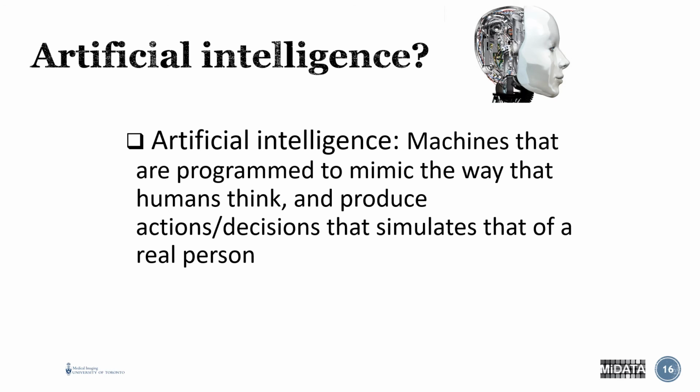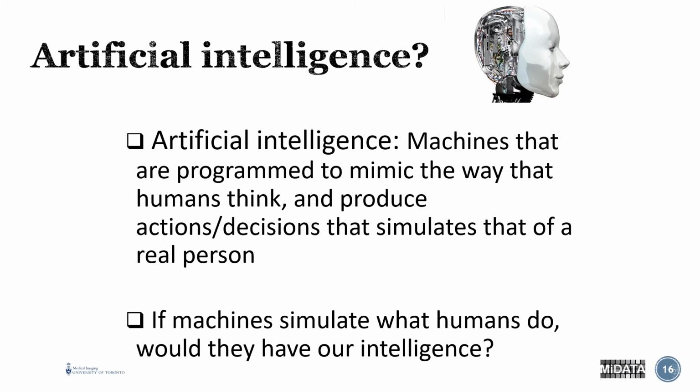All right, once again, artificial intelligence: machines that are programmed to mimic the way that humans think and produce actions and decisions that simulate those of a real person. So, if machines simulate what humans do, would they have our intelligence? That is a good question for you to think about, and maybe something we can discuss during one of our discussion sessions.